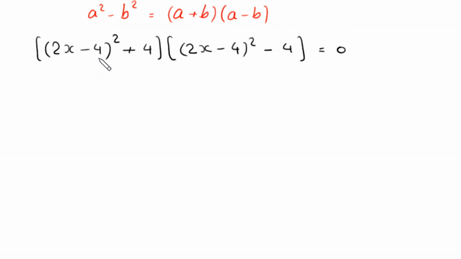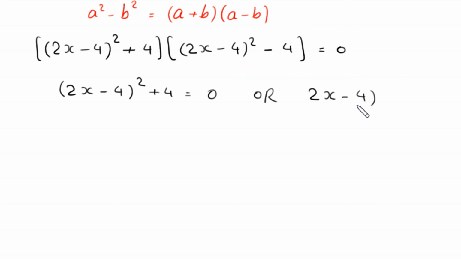Now from here, either this expression (2x - 4)^2 + 4 is equal to 0, or this expression (2x - 4)^2 - 4 is equal to 0. So we have two cases. This is case 1 and this is case 2. First we solve this case 1.